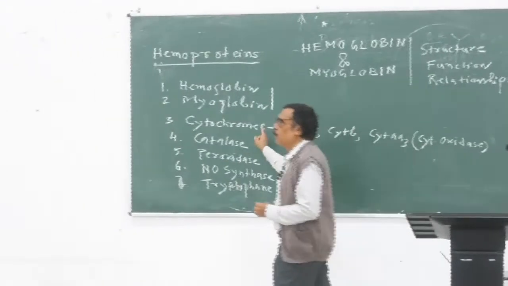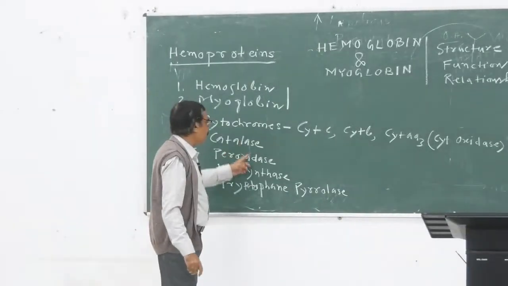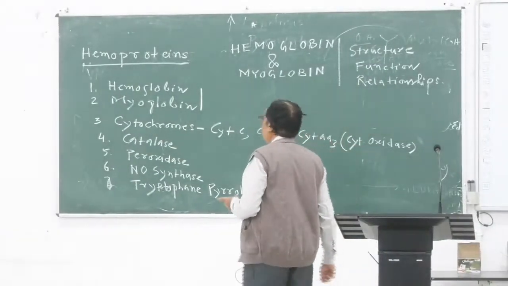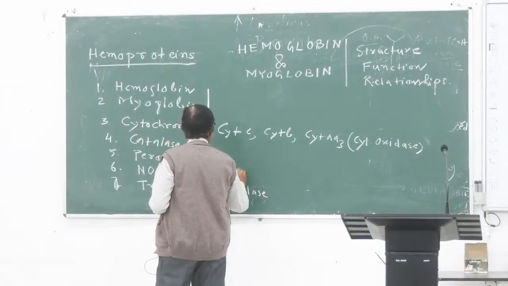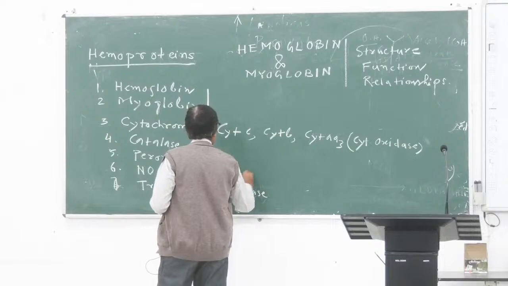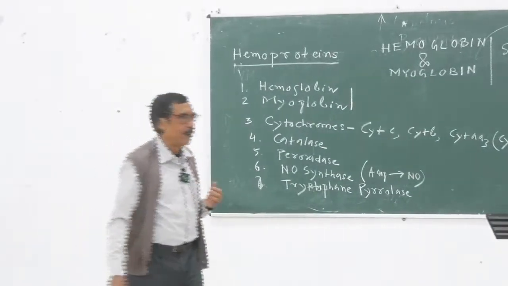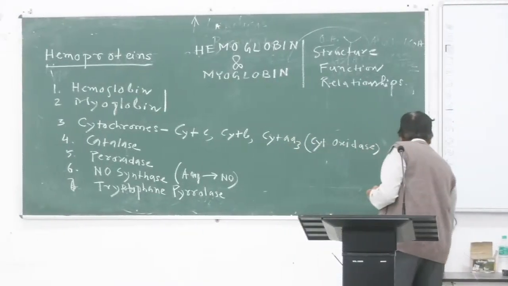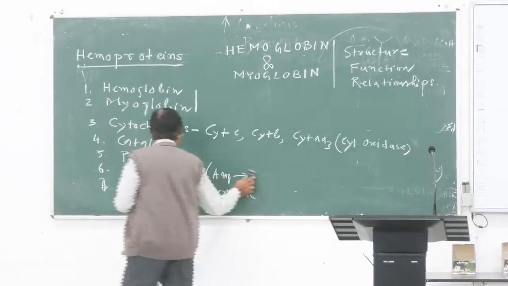Apart from these, you have heard of cytochromes and catalase peroxidase, the function of which is the removal of hydrogen peroxide. Nitric oxide synthase is the enzyme concerned with synthesis of nitric oxide, which is synthesized from arginine. Tryptophan pyrrolase is concerned with catabolism of the amino acid tryptophan. These are all important heme containing proteins, and the most important hemoproteins are hemoglobin and myoglobin.